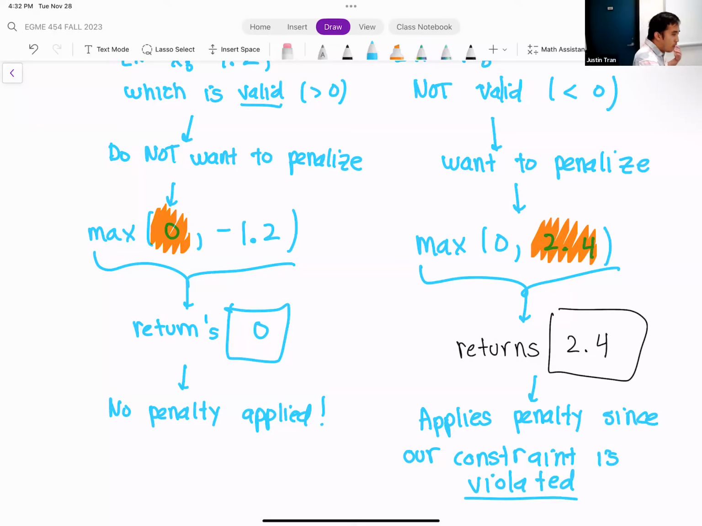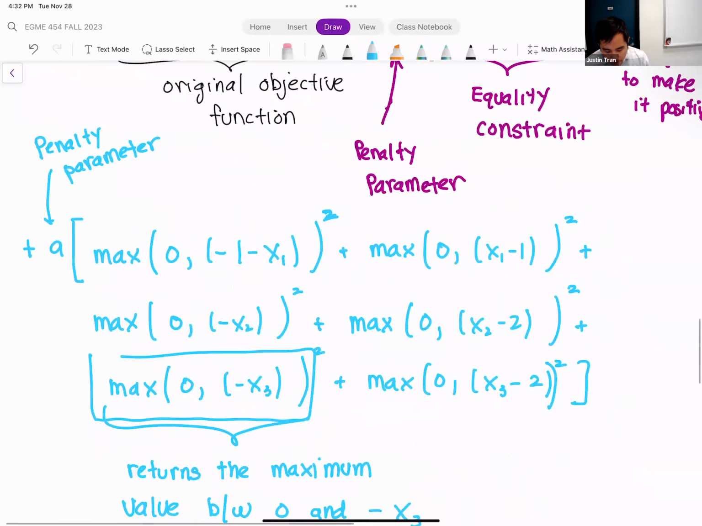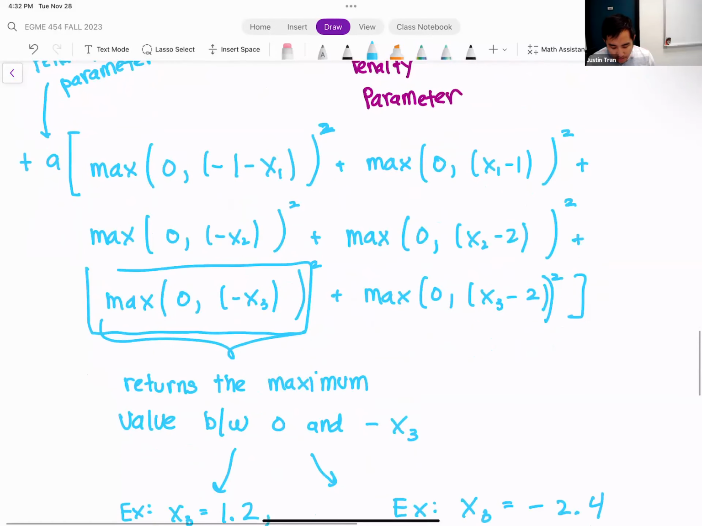You can do that for all the other inequality terms, and that's essentially how the max function works. We use the max function because remember, we only want to apply the penalty if our constraint is being crossed, or the threshold is crossed for them. Whenever you have an inequality constraint, you need to use this max function in order to make sure that the penalty is applied properly. Any questions on that?